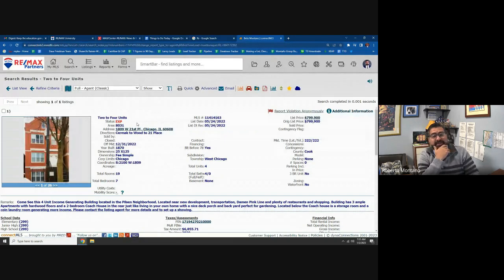I was just looking at this property. I live almost exactly 2 blocks away on 19th Street, on the 1800 block of 19th Street. So this property is on 21st and Wood. I'm on 19th and Wood. Woo! Super exciting.